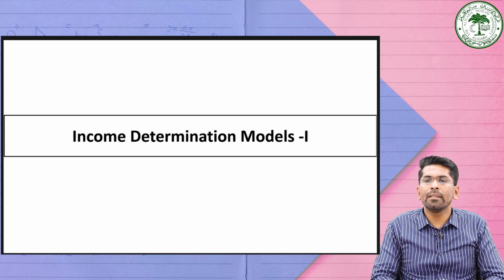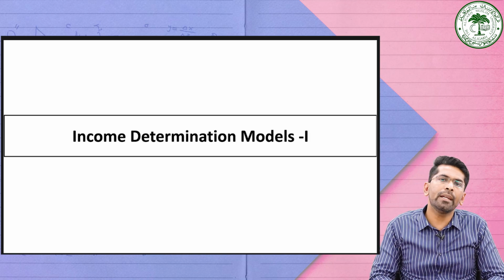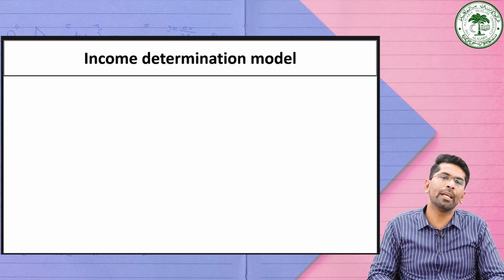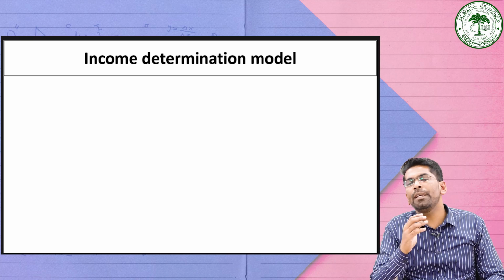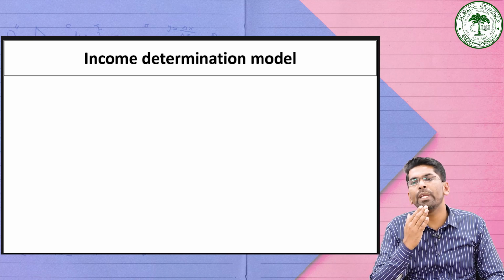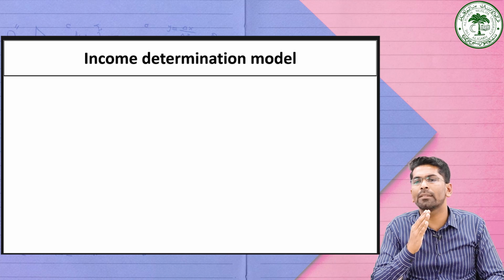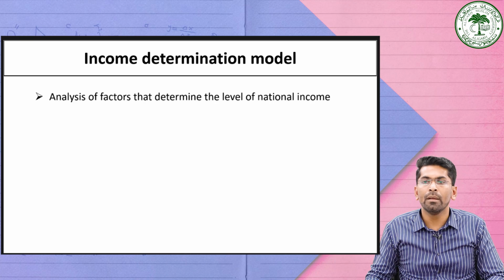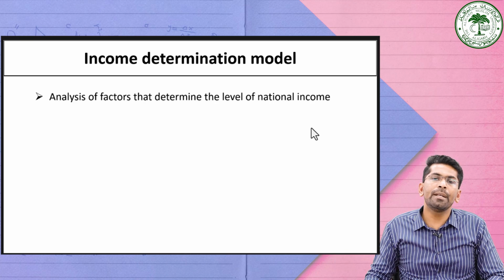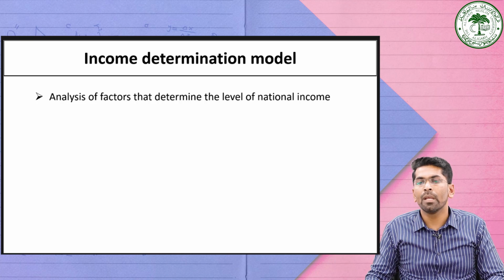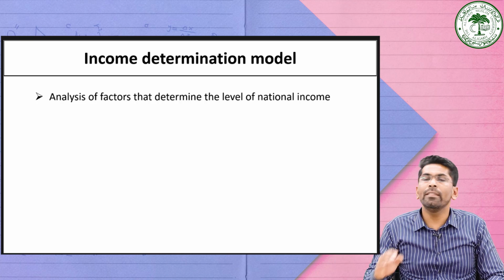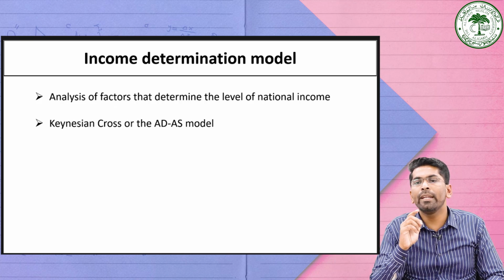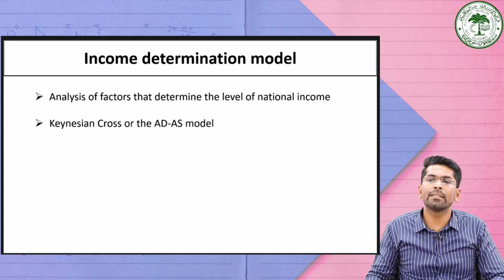Today we will discuss the important application of linear equations in macroeconomics, that is national income determination. The income determination model typically refers to the analysis of factors that determine the level of national income or output within an economy. One of the most famous models in this regard in macroeconomics is the Keynesian cross, or the aggregate demand and aggregate supply model.